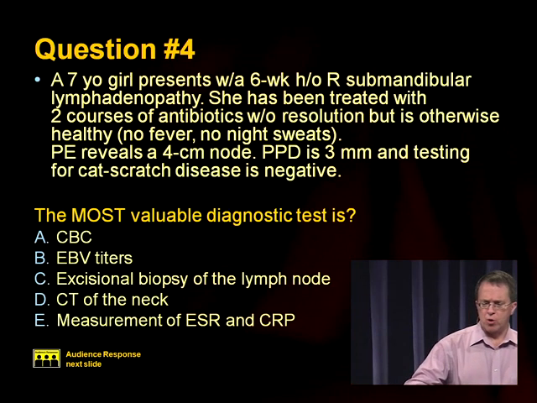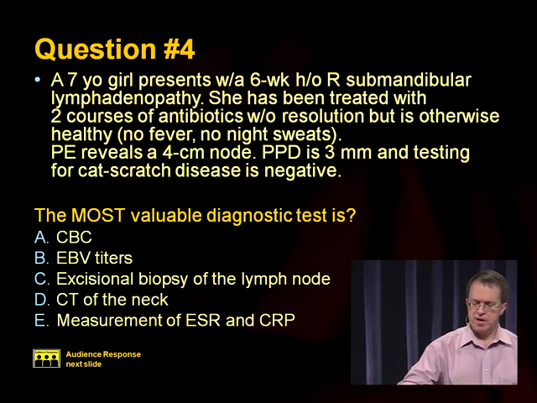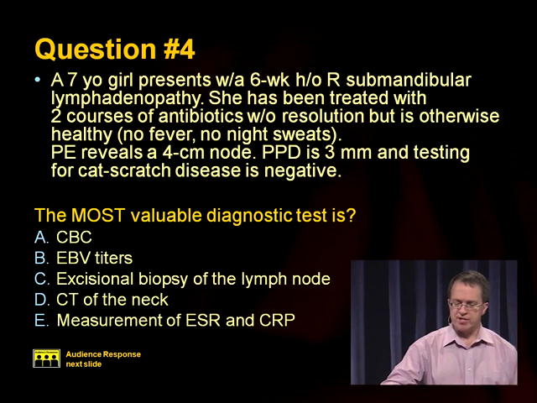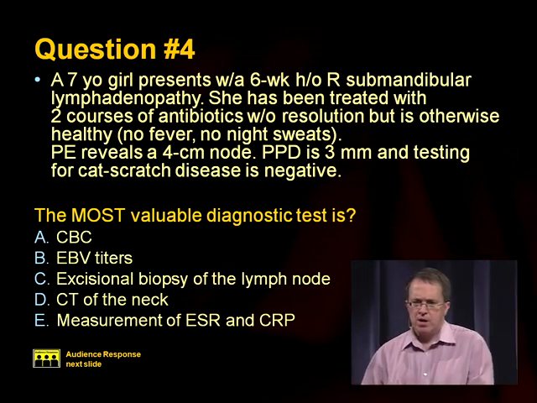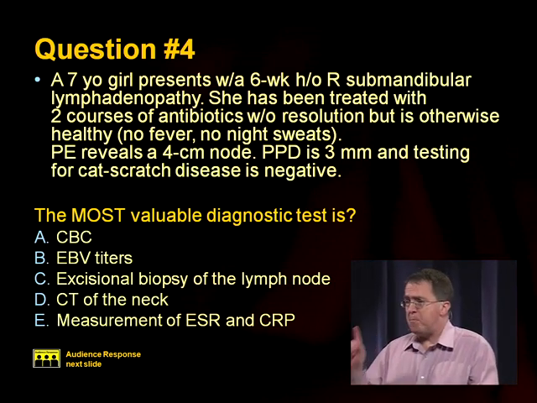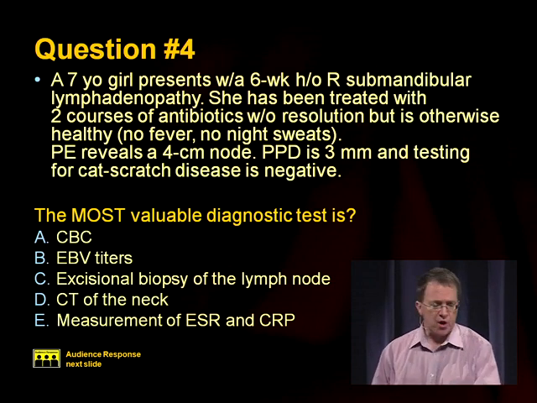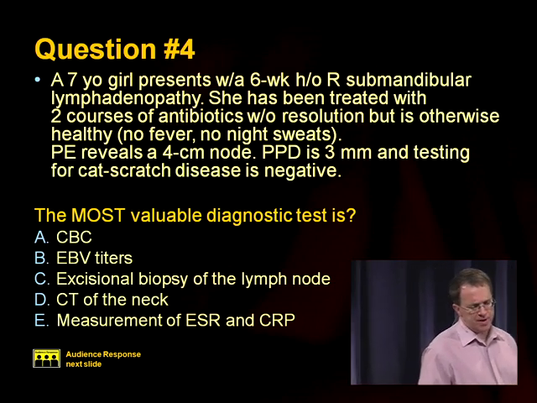So a 7-year-old girl presents with a 6-week history of right submandibular lymphadenopathy. She's been treated with 2 courses of antibiotics without resolution, but is otherwise healthy. She's got a 4-centimeter node, okay, diamond or dung? Diamond. PPD is 3 millimeters, and testing for cat scratch disease is negative. So why is her node a diamond, both clinically and for the question? It's big, and it's been there, okay? So we know that it's a diamond, okay?